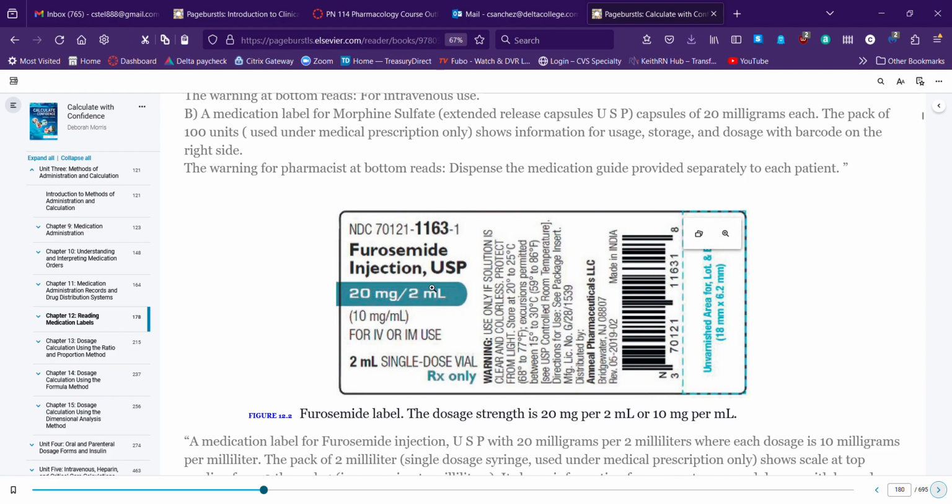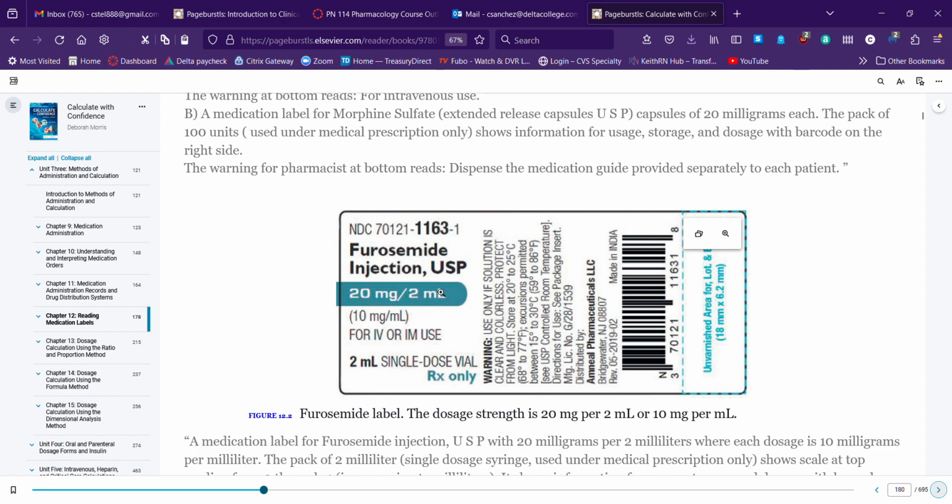So, next we have furosemide, 20 milligrams per 2 mL, okay? So, this is a vial. This is the total amount that's in the vial, okay? See, right here it says it's a 2 milliliter vial. So in this whole vial, if I gave the whole vial, I would be giving my patient 20 milligrams of medicine.